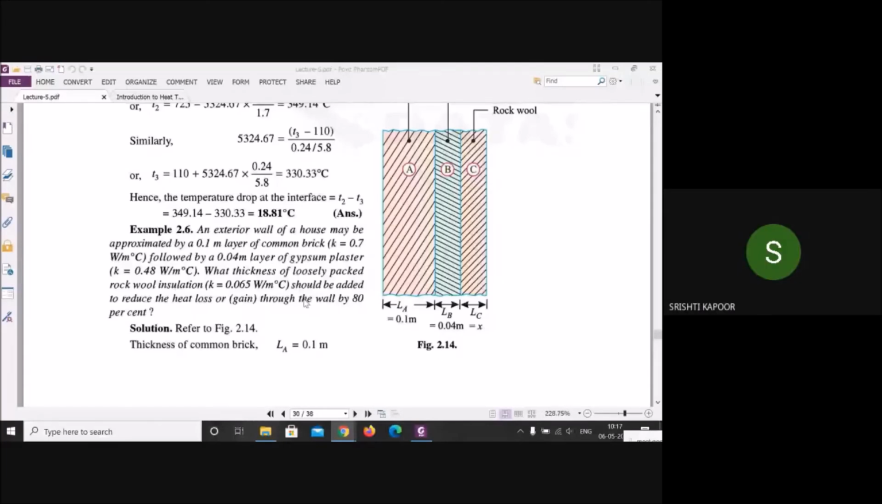Sir, full name. 0.058 is the answer. Okay. What is your answer? 0.058. Okay. What is your name? Sir, Srishti Kapoor. Okay. 0.057. Sir, Roshni Bharti. Okay. Roshni Bharti. Sir, 0.058. Anyone else?